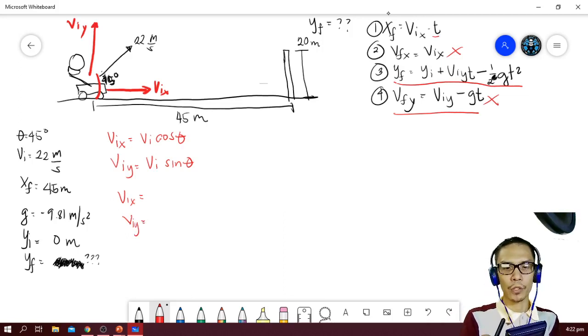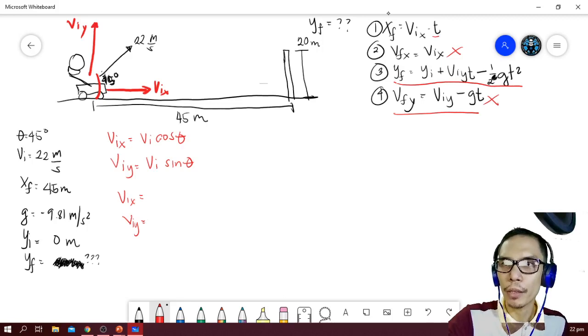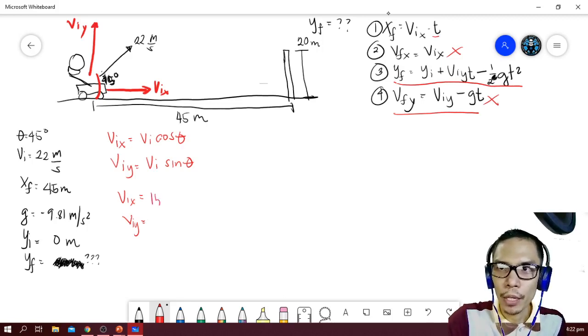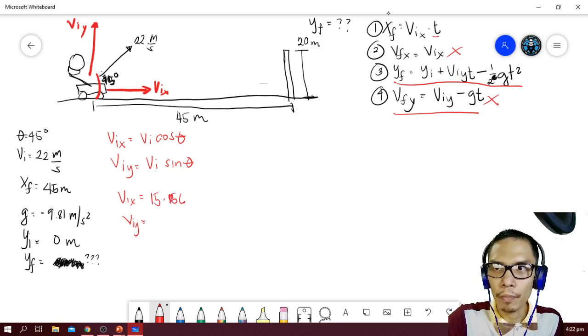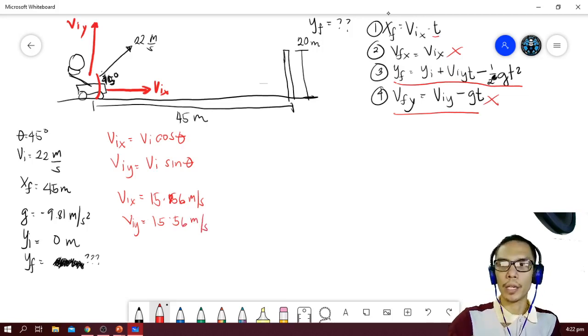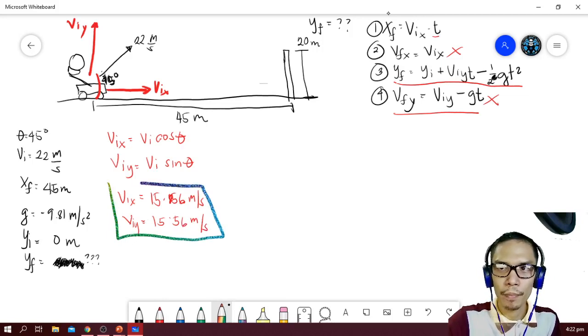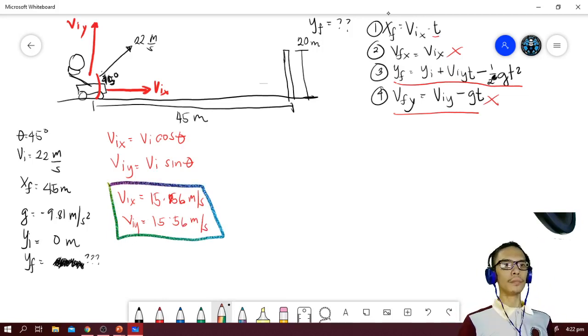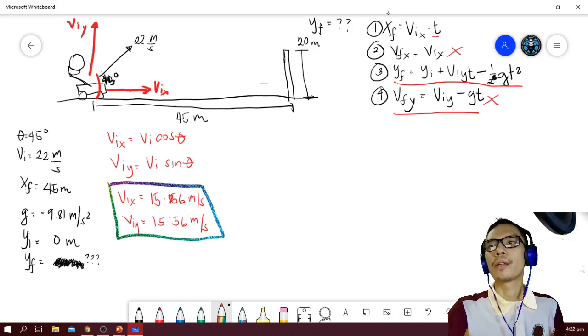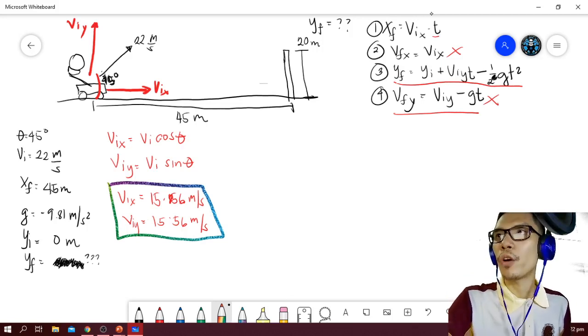Cosine of 45 times 22. We get 15.56 meters per second. On the other hand, 15.56 meters per second. Since this is important, we will box them. There you go. Next one.